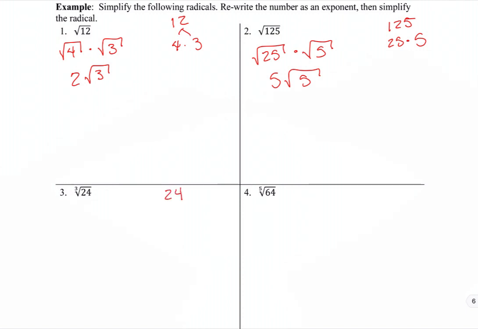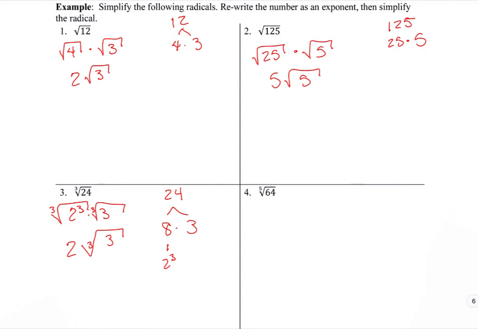Now let's talk about 24. So 24 is 8 times 3. 8 is 2 cubed. So this is going to be 2 cubed times 3. So this is the cube root of 2 cubed times the cube root of 3. Well, the cube root of 2 cubed is 2 times the cube root of 3.